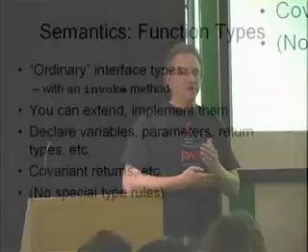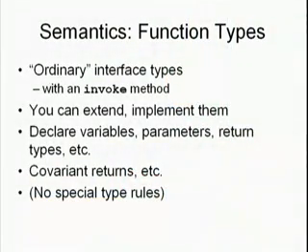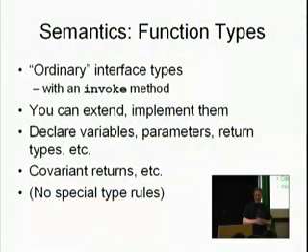So again, function types are ordinary interface types. They're not new types that are an extension of the type system. And function types always have an invoke method. You need to say .invoke if you're invoking the method of a function type. You can extend them, just like you can extend any interface type. You can make an interface that extends them. You can implement them. Well, why is it important to be able to do these things?